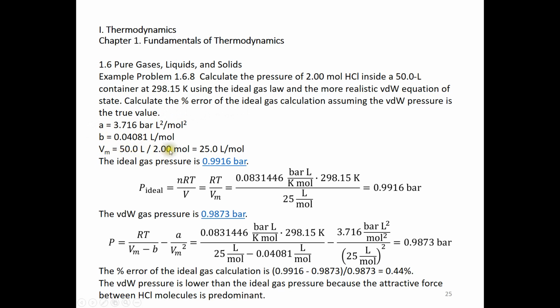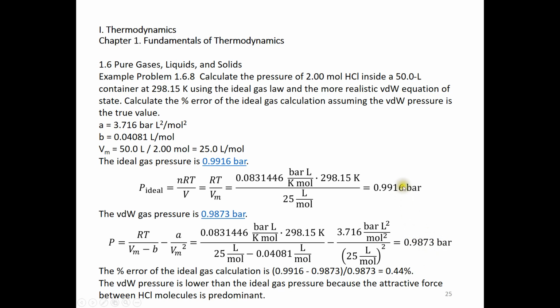We have the molar volume here. We can easily calculate the ideal gas pressure, 0.9916 bars, using this formula. We can also calculate the van der Waals gas pressure by introducing parameters A and B in the equation. Again, it's RT over Vm minus B. So B takes the finite size of the molecules into account, and A takes the attraction between HCl molecules into account. After we plug in the numbers, we get 0.9873 bars.